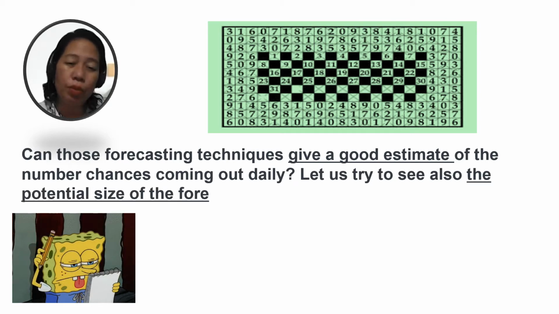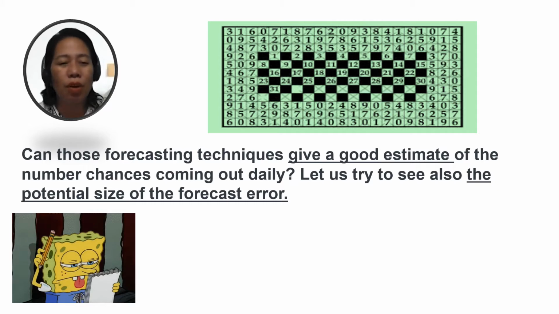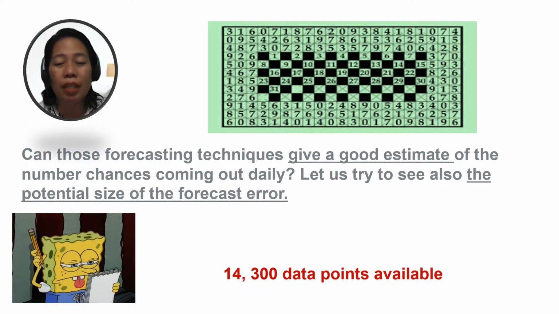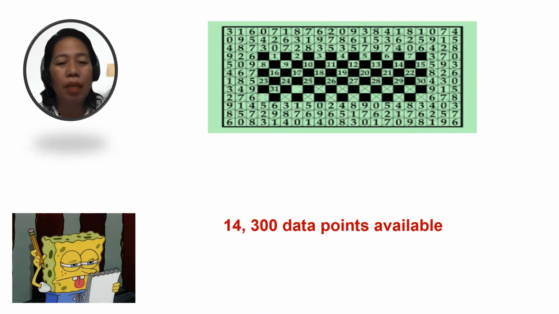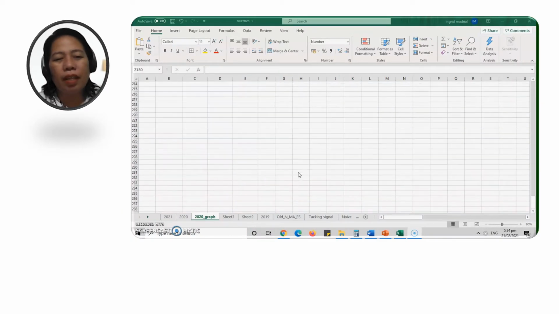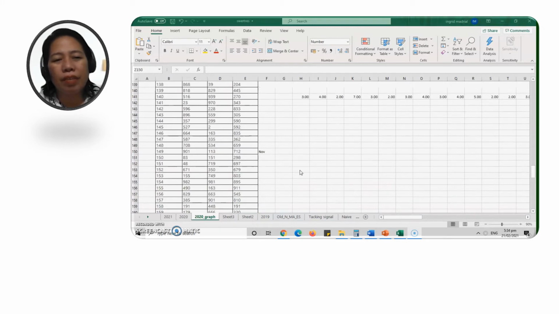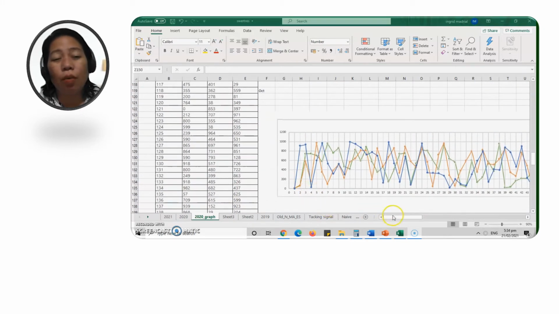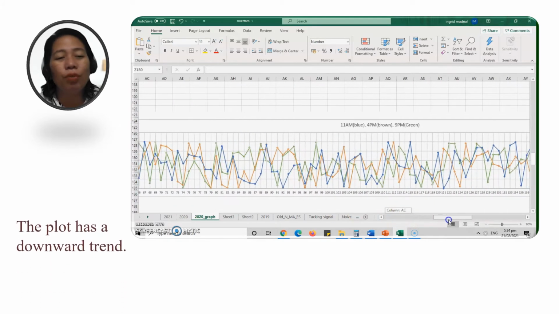I was able to retrieve online its history data since 2007, and there are already more than 14,300 data points available to use for this study. I assumed that the historical data I got can be utilized to make time series forecasts. To identify the underlying behavior of the series, I chose to plot one year of data. Based on the plot, it has a downward trend.